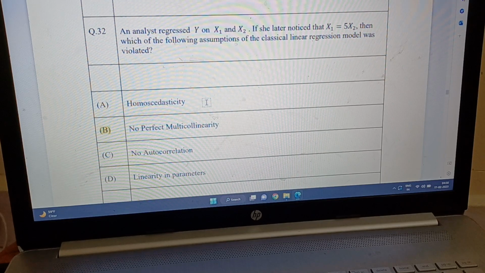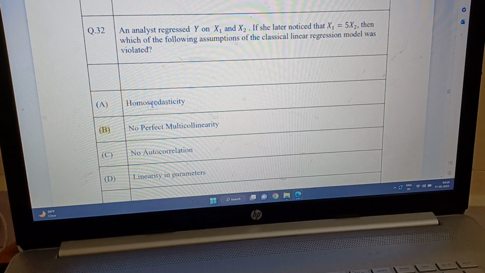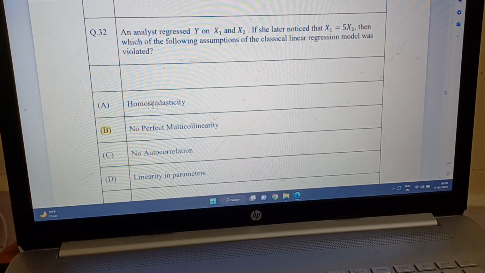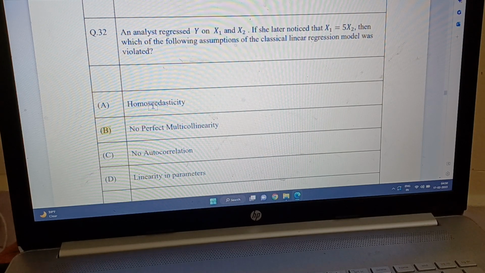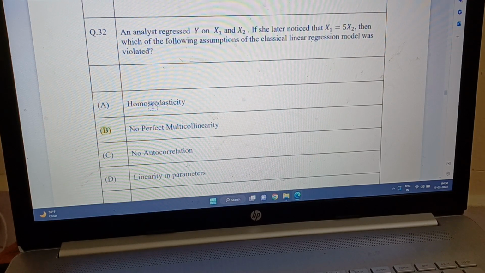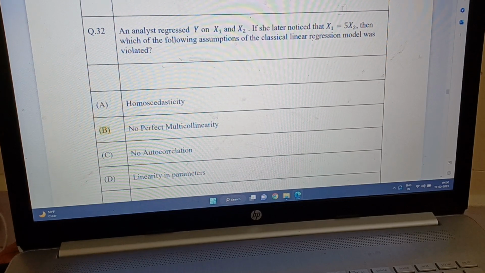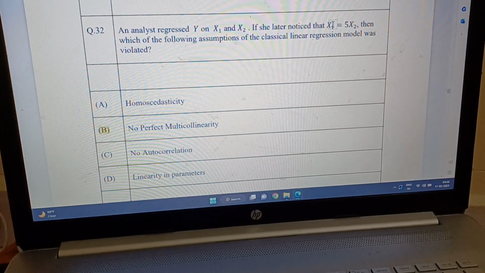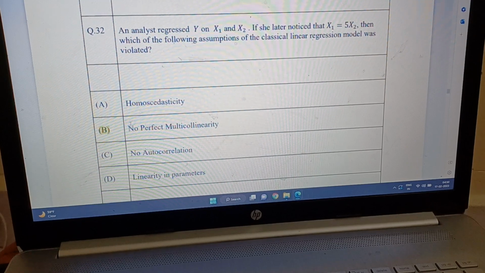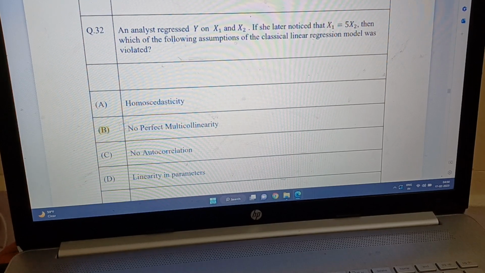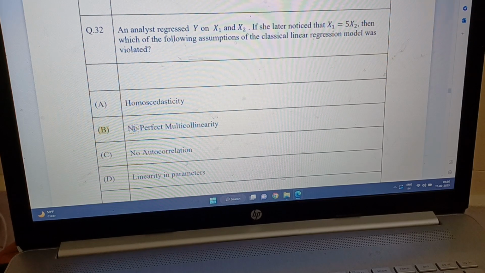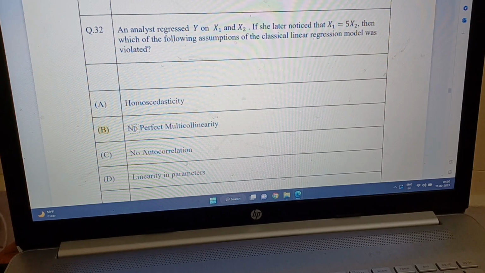So homoscedasticity, well, this is not a violation. That is what classical regression wants. So homoscedasticity is not violated here because it doesn't talk about variance. No perfect multicollinearity. So here it is actually perfect collinearity between x1 and x2, the slope is 0.2 and r is equal to 1. So actually it is perfect multicollinearity. So this one is violated. Means the assumption is no perfect multicollinearity, but actually here it is perfect multicollinearity.